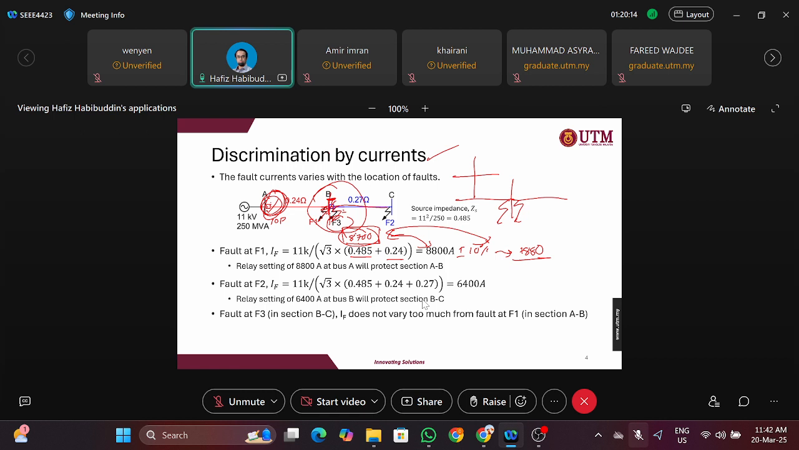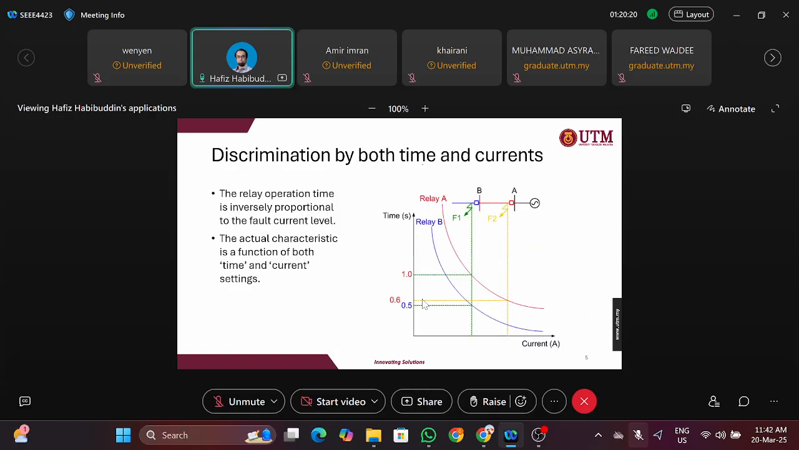Discrimination by time is not that good. Discrimination by current is not that good. So how about discrimination by both time and current? It might be better, but with certain limitations. We'll deal with the limitations later, but for this time, I'll just show you the advantage of having this discrimination by both time and current.